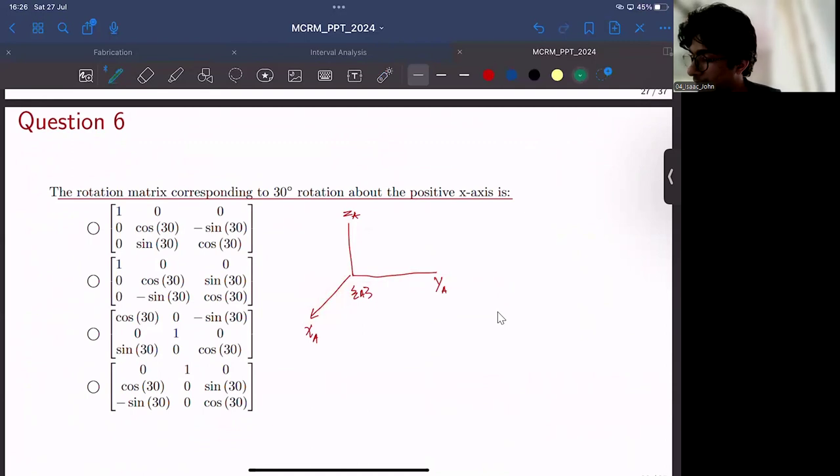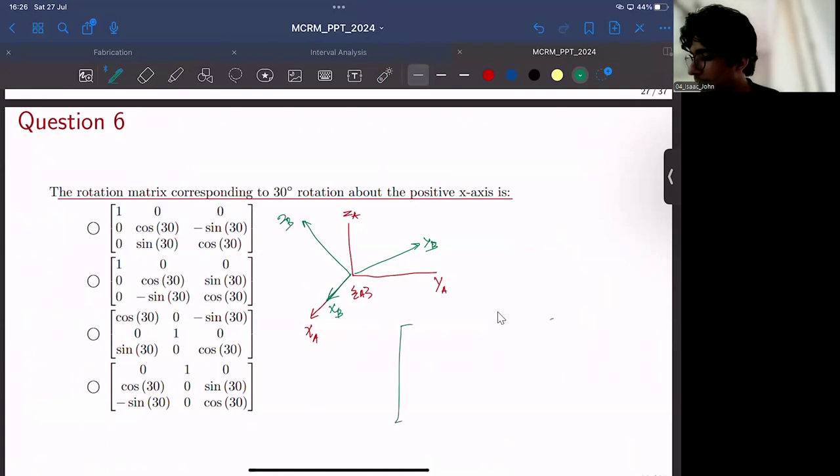Now the XB axis would be parallel to XA axis, because originally they were all coincident. You are rotating with respect to x-axis, so XB would still be coincident with XA. YB was initially like this, but since we are rotating with respect to XA axis, it will be like this. So this would be YB, and ZB would be like this. This would be ZB.